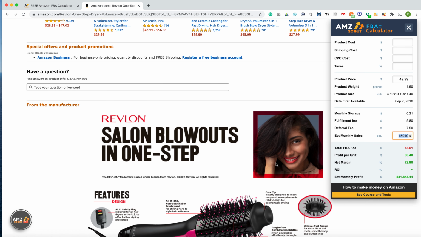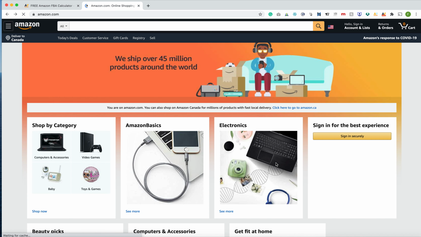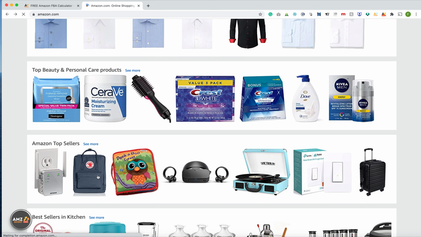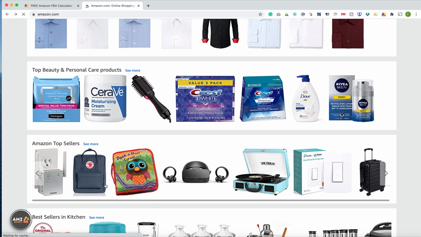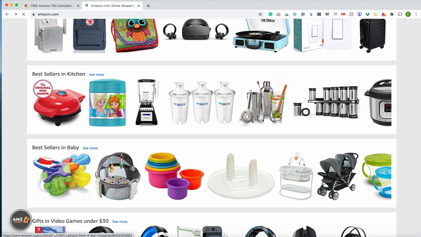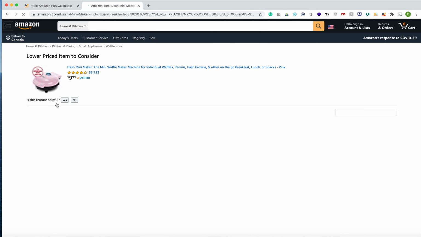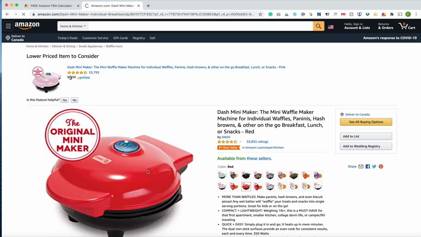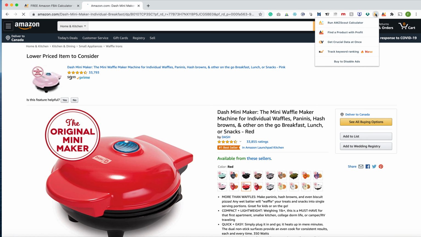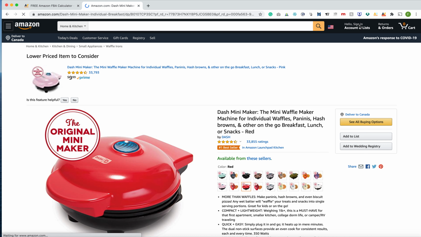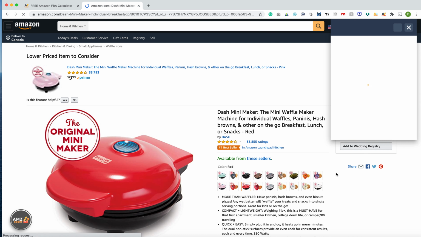I mean, you can jump into another category and you can do this for any item on the website. You can even do a little search. For example, this is very popular, that mini thing where you can make waffles. Again, you click, activate it, and then it's going to give you a rundown of everything about that specific product.